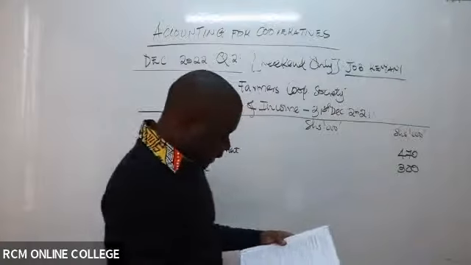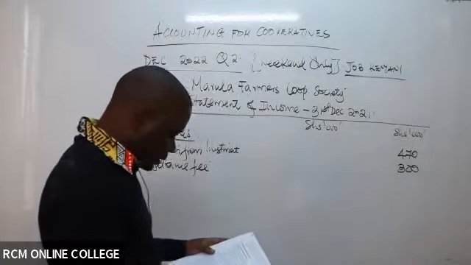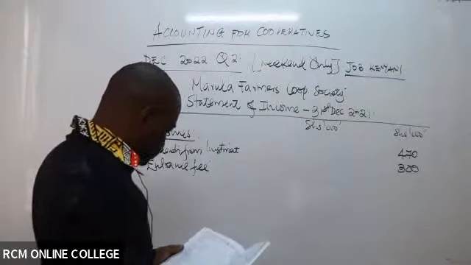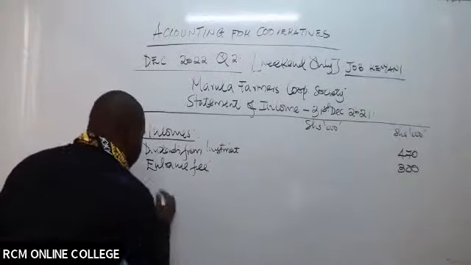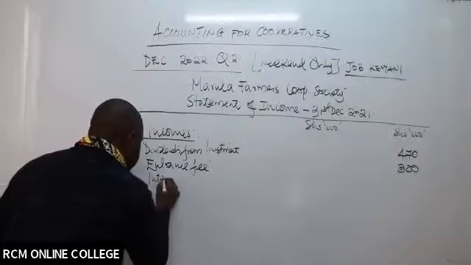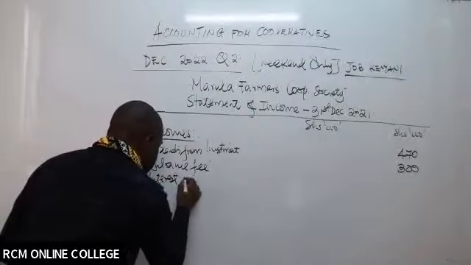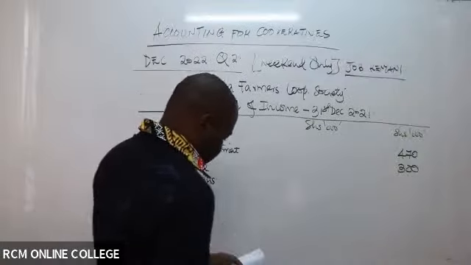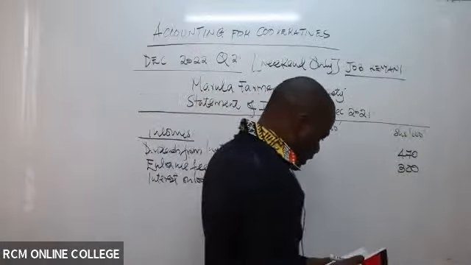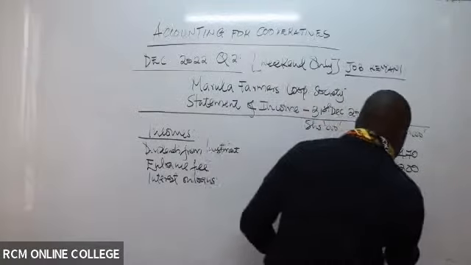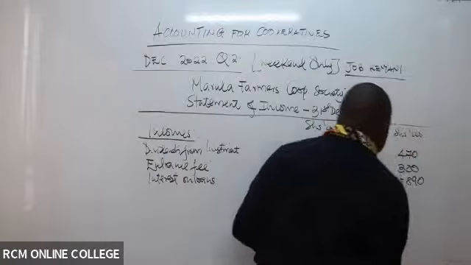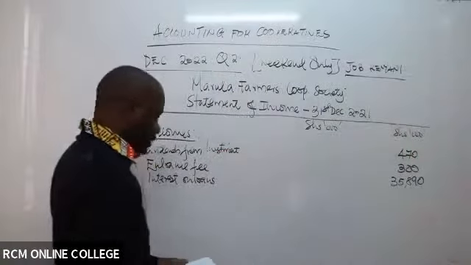Another item, interest on loans to members. You have interest on loans to members. The next item you can be able to see is interest on loans to members. I think you can be able to see, is it 35,890? Yes, 35,890.